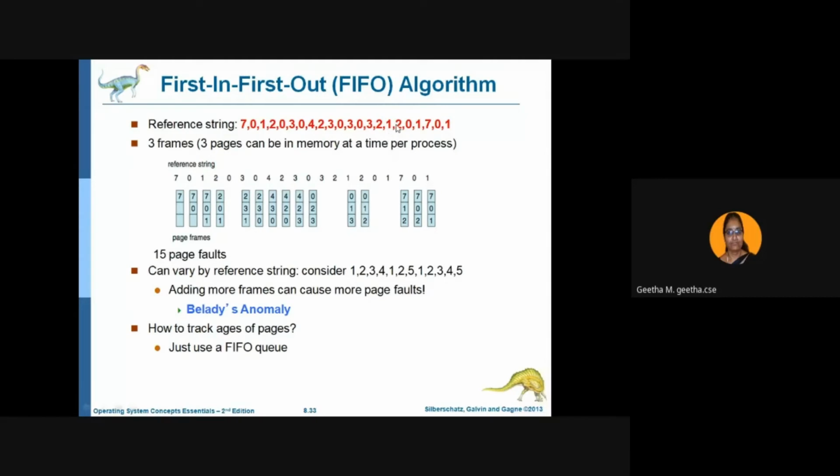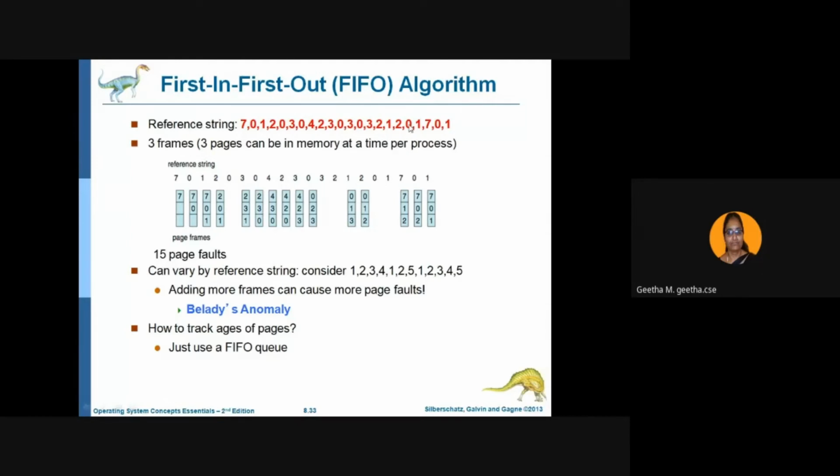Now again page number 2 is referred, which is not in memory. Among these 3 pages, 0, 1 and 3, 3 has come first. So it removes page number 3 and puts page 2 into that particular frame.